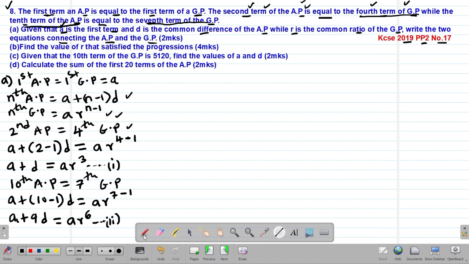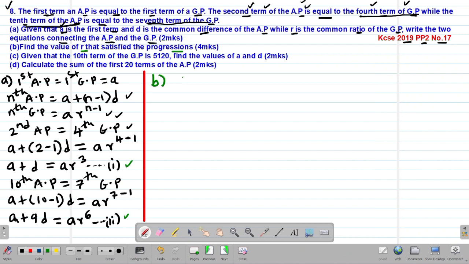Then we'll move to part B of our question. Let me separate my working using this particular line here. So we've answered part A. In part B, we are being told to find the value of R that satisfies the progressions, that is both the AP and the GP. So to find that, we'll just solve equation 1 and equation 2 simultaneously.